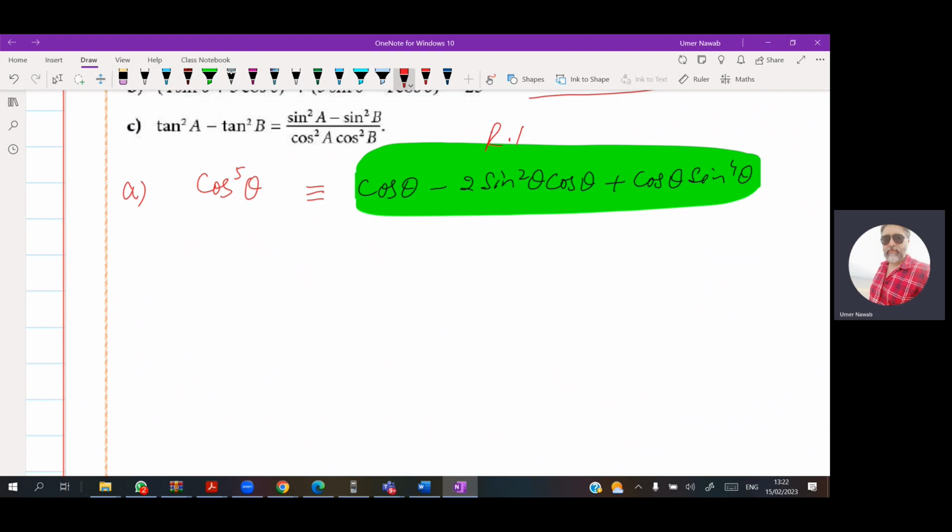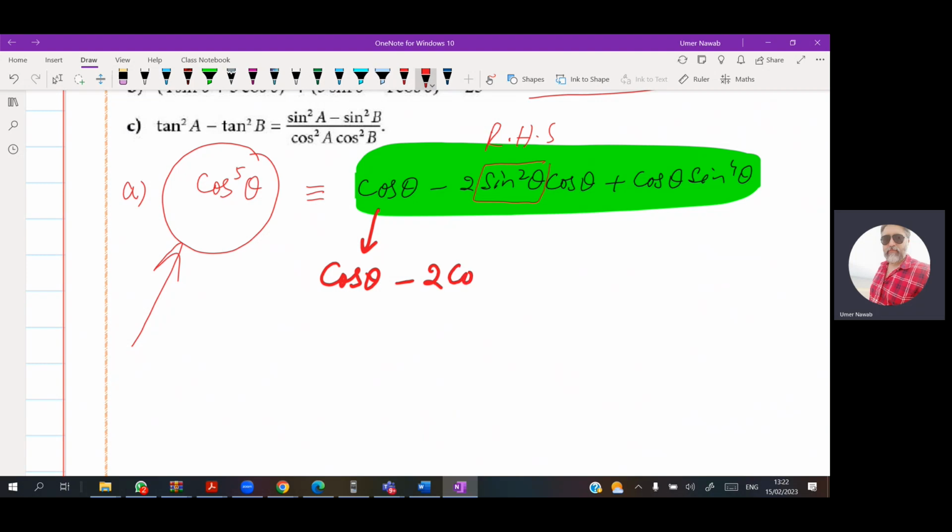So this is my right-hand side, boys. The smart or clever approach is that I have only cosine here. So what Mr. Omar needs to do is replace sine squared theta with 1 minus cosine squared theta. Shall I move on? Please go ahead. So cosine theta, I copy as it is, minus 2.